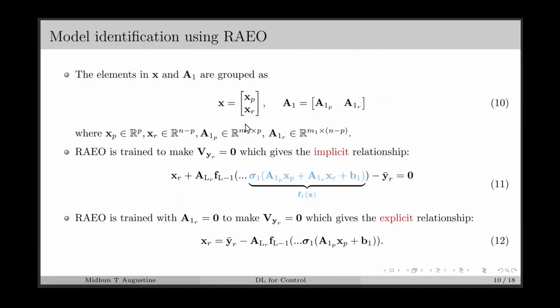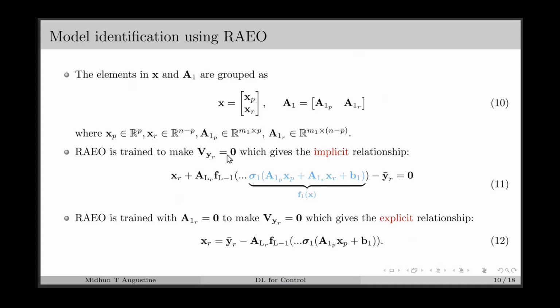Now we can split the variables in the input vector into x_p and x_r. And similarly, the latent variables can be split into y_p and y_r, which was discussed in the previous lecture. But here x_p contains the first p variables, and x_r contains the remaining variables. Similar to AEO, the variance of the residual variables, v_yr, will be equal to 0, since the residual variables have negligible variance.